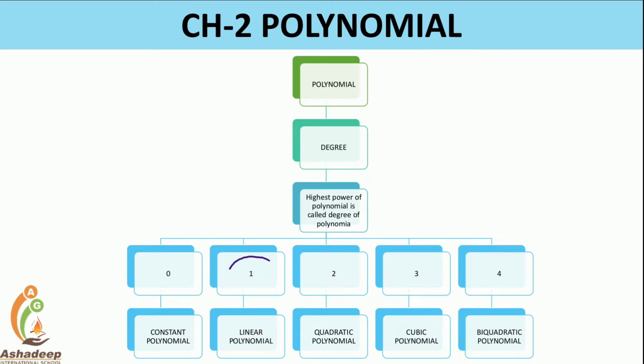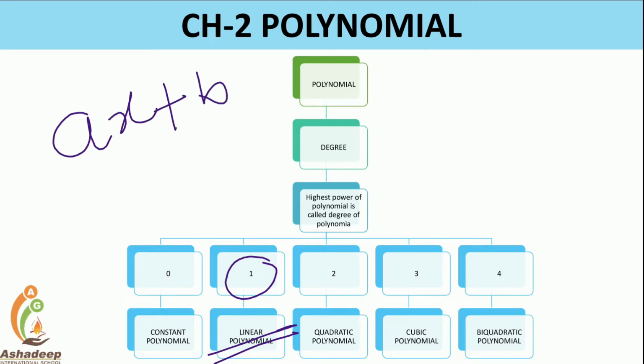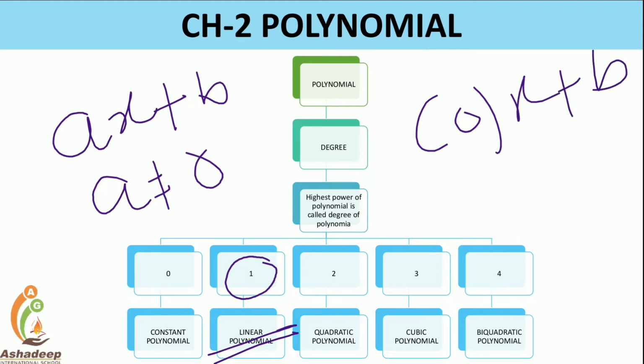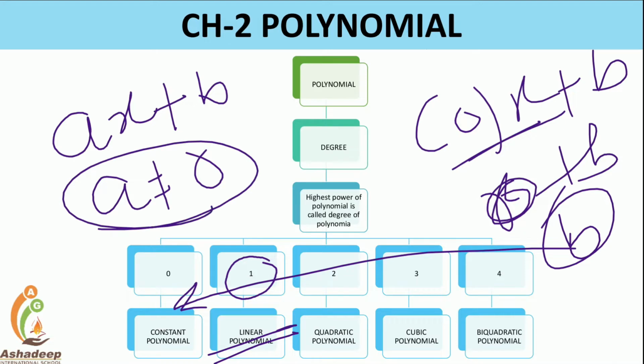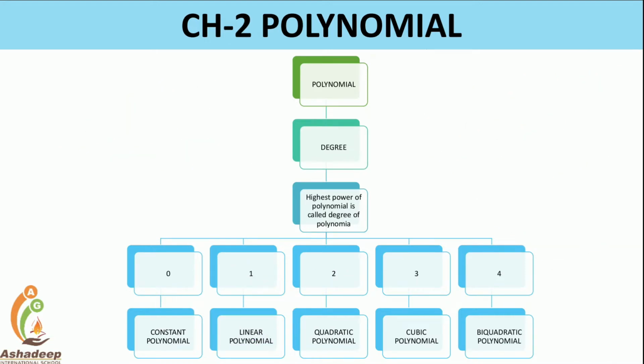Now if the degree is 1, it is called the linear polynomial. Degree 1 means, in general, I can write ax plus b, where a is not equal to 0. Why a is not equal to 0? Because if a is equal to 0, then 0 into x plus b, x into 0 is 0, so 0 plus b is b. So b becomes the constant term. That is why the required condition is that a is not equal to 0.